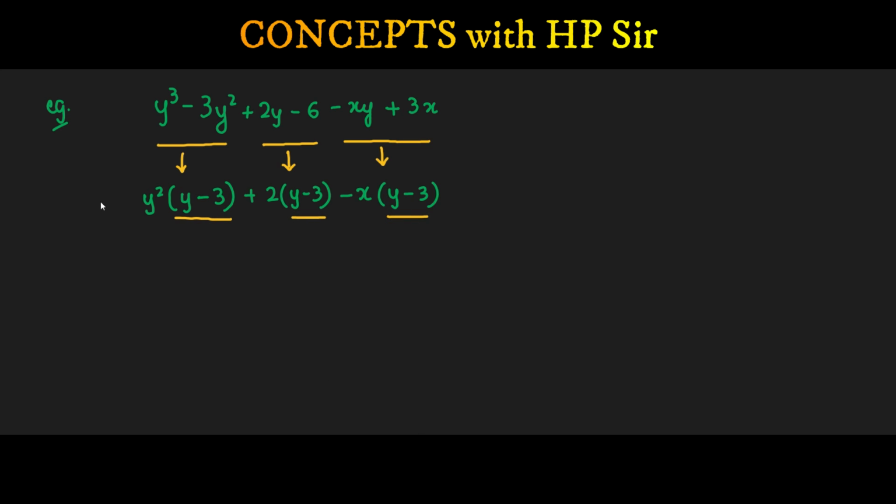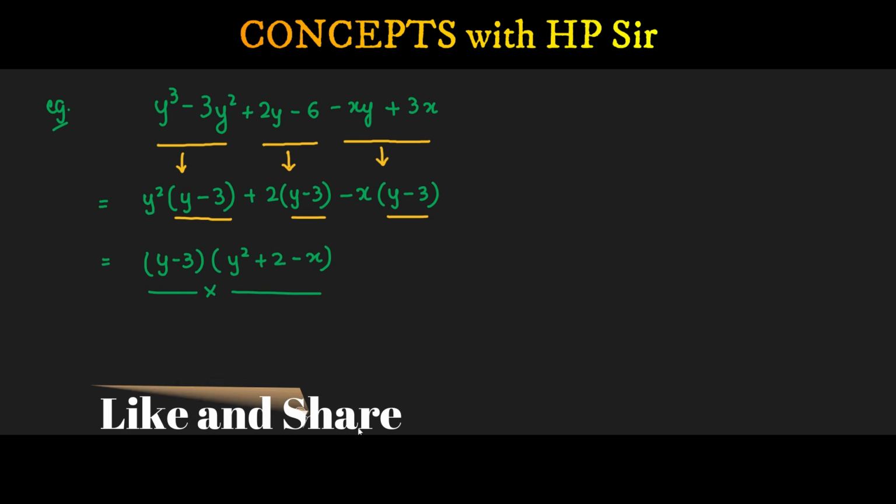Hence in the next step I can take y minus 3 common within the first bracket, and in the second bracket I will be left with y square plus 2 minus x. So this is the final answer, because again these two terms are in product form, multiplied with each other. Hence these two are the factors of the given expression.